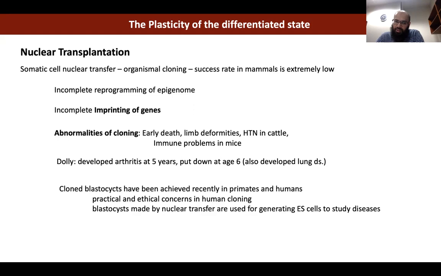And in the case of Dolly, she developed a very severe arthritis at the age of 5 years, and then she was put down at the age of 6 because she developed a lung disease, which was not related to the cloning procedure, but the arthritis was. So there are obviously challenges with this method, but it is technically possible to clone a full mammal, or any organism for that matter. And recently, cloned blastocysts have also been achieved in primates and also in humans.